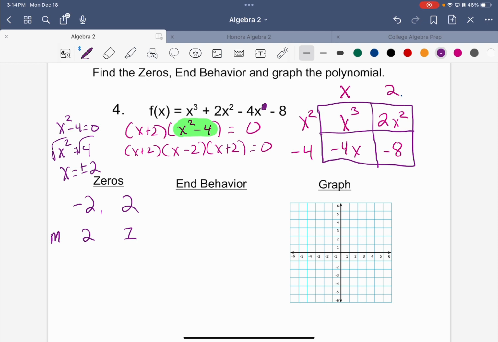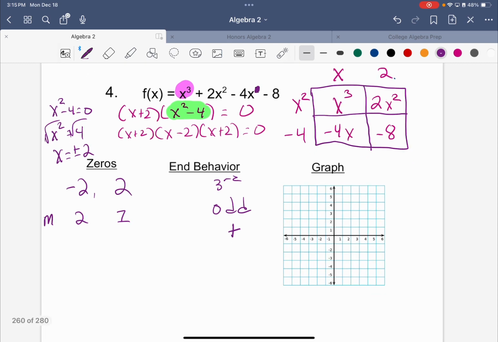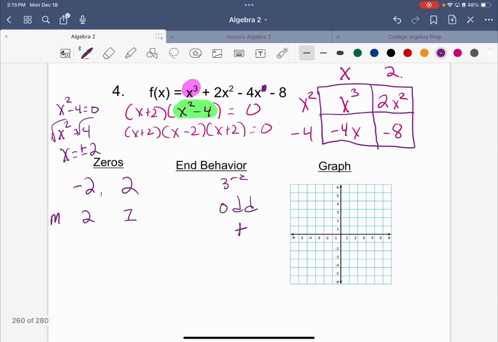End behavior. Well, we can just look at our leading coefficient. Our leading term is x to the third. So it's the third degree, which is odd. And my leading coefficient is just 1, so it's positive. So odd and positive is quadrants 1 and 3. Yep.